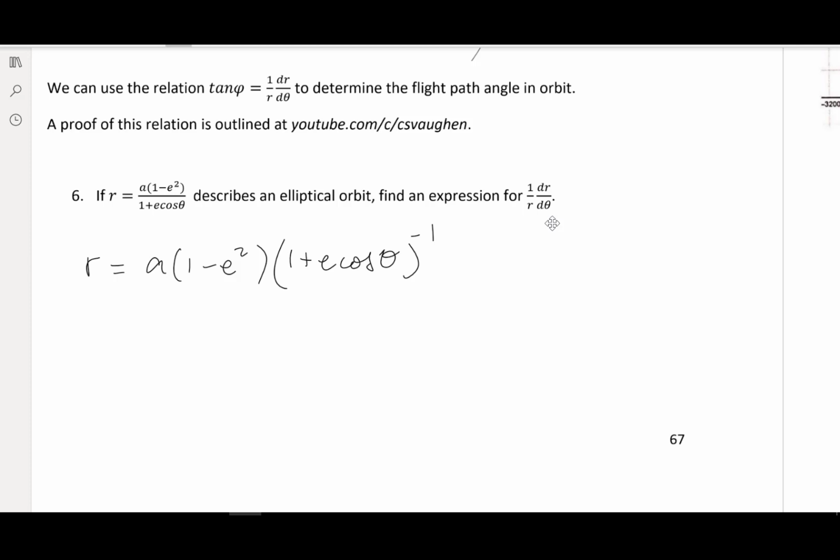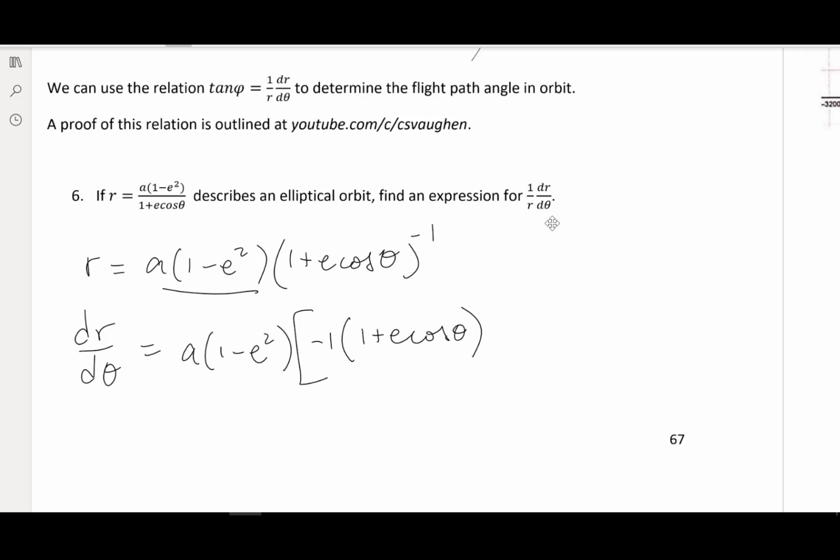That way we don't have to do quotient rule, we can just do power and chain rule. So dr d theta, this is all constant here at the beginning. So we have a 1 minus e squared, it's constant. And now by the power rule, the negative 1 comes down in front. 1 plus e cos theta stays there. Subtract 1, we get minus 2. And then the chain rule is going to give us a derivative of the inside. The derivative of 1 is 0. The derivative of e cos theta is negative e sine theta.